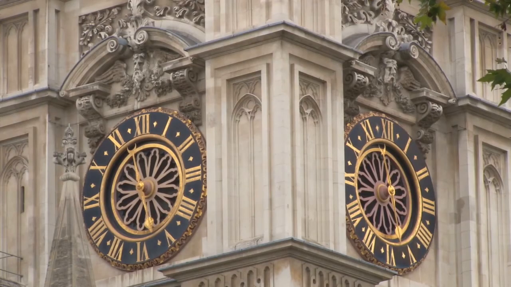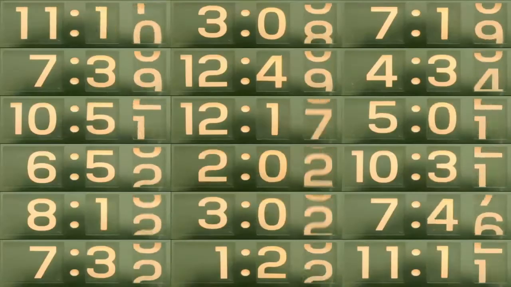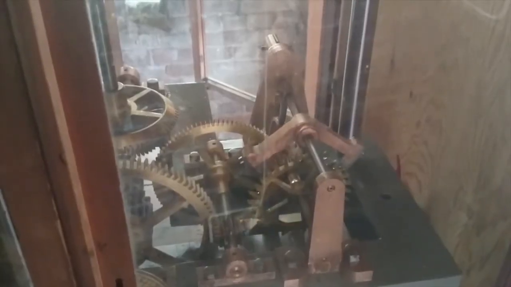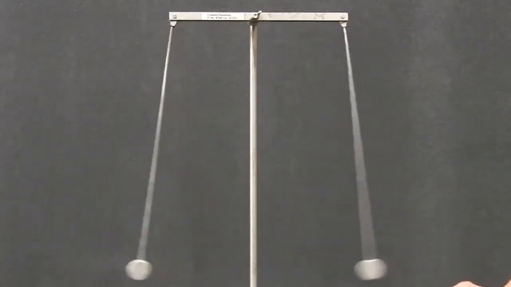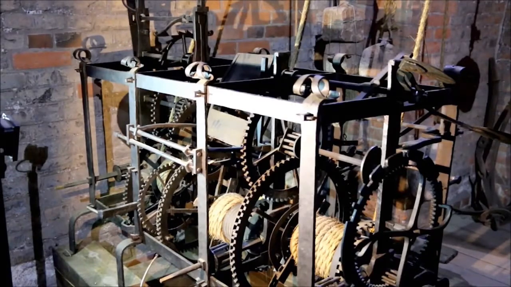In time, however, humans came up with better inventions to tell time. The pendulum clock was developed around the 16th to 17th century. Based on the principle that a pendulum swings at a constant rate, clockmakers used this to calculate precise time measurements.